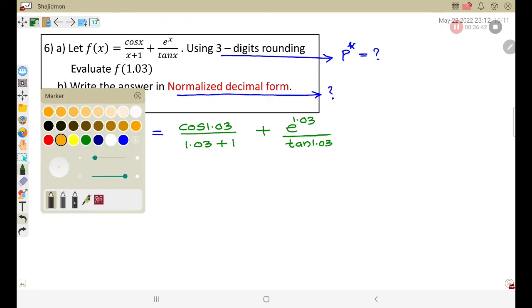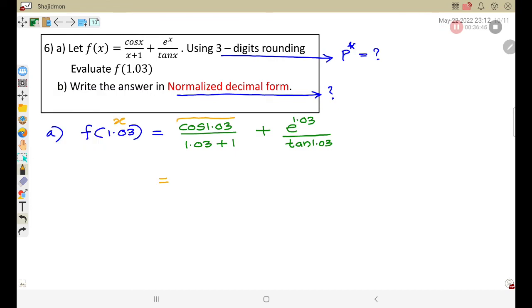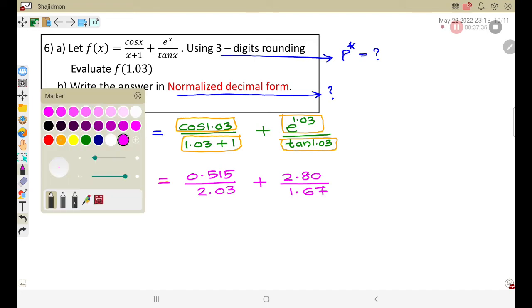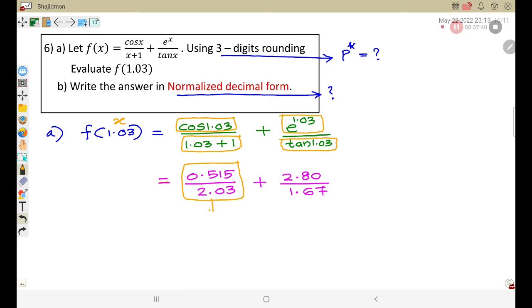As I told you, we need to do the calculation separately, each with 3 digits rounding. So first, cosine of 1.03, using 3 digits rounding, you will get 0.515, divided by 1.03 plus 1, which is 2.03, plus e power 1.03. E means shift ln, power 1.03. You will get 2.80, divided by tan 1.03, which is 1.67.